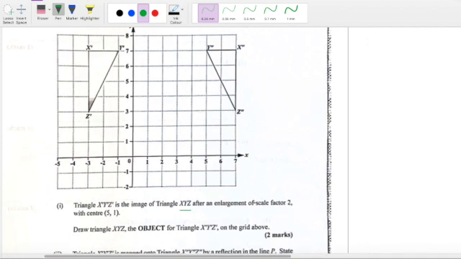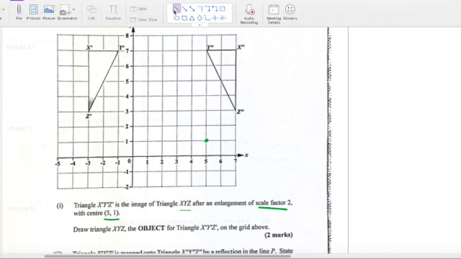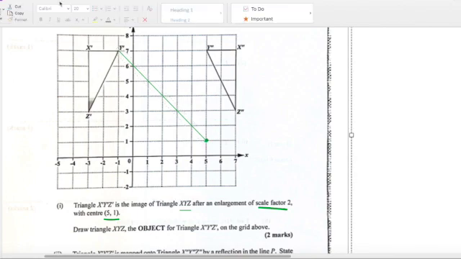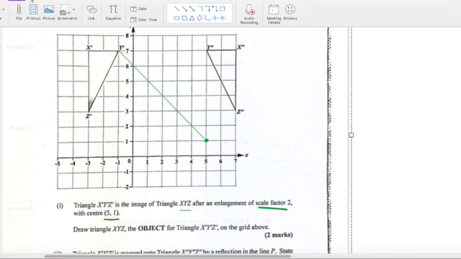So what they say is a scale factor 2 with center (5, 1). So I'm going to find the center here being (5, 1). And of course, we're dealing with this guy here. So what I'm going to do is draw some straight lines. Make sure in the exam you have your little geometry set. And from each one of these points, I'm just going to draw a line going to the center of enlargement.